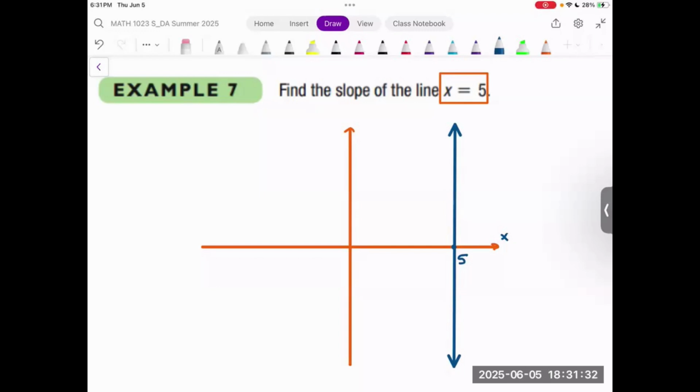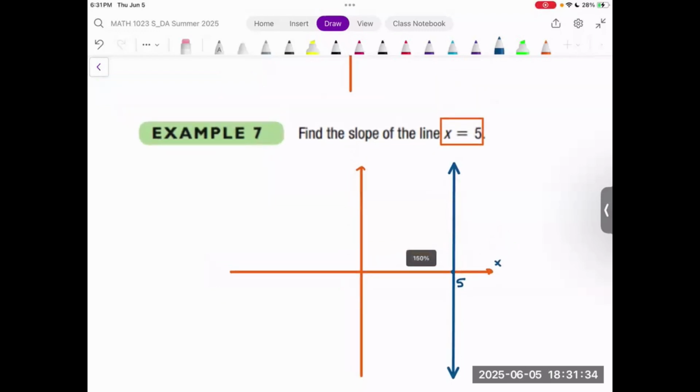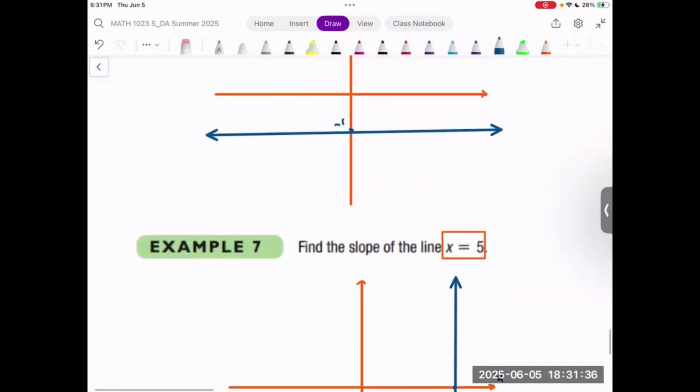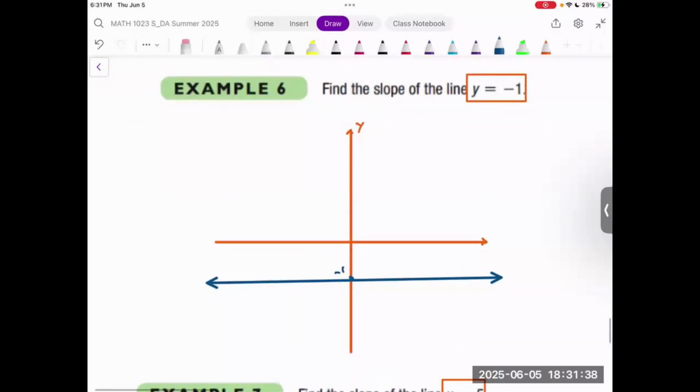We good? Now, the question, we didn't answer the question. We graphed them, that's great. The question is asking about the slope. So what is the slope on the first one? What is the slope on the second one? No slope?